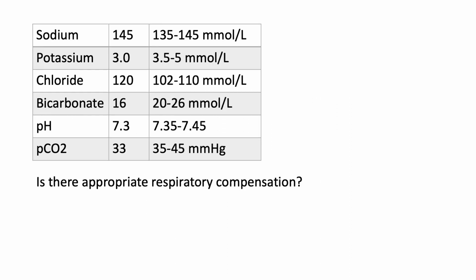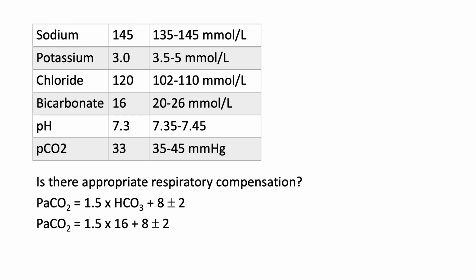Okay, so back to our patient. The next question is, does she have appropriate respiratory compensation? And so remember, we can use Winter's formula to calculate that. So we take 1.5 times her bicarbonate, which is 16, and we add 8, and we get 32. And her PCO2 is 33, so pretty close, and I would say good enough for government work. I think that she has appropriate respiratory compensation.